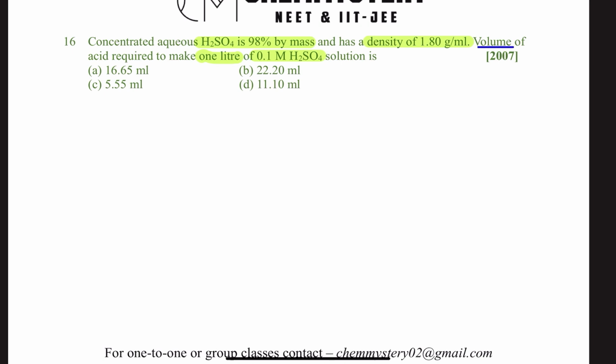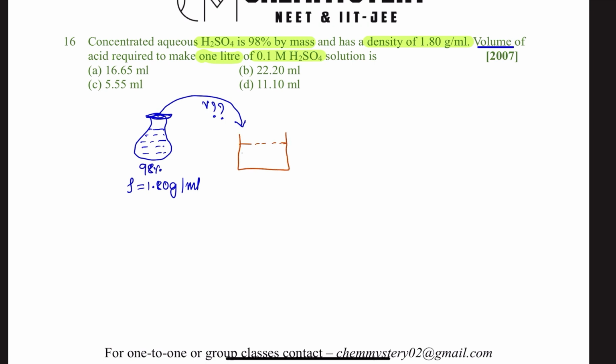So understand, this kind of question also we solved yesterday. There was a stock solution. Now this stock solution is 98% H2SO4 by mass, and the stock solution's density is also given to us. How much? 1.80 gram per ml. From this stock solution, how much volume should I take out in order to make an H2SO4 solution whose volume is 1 liter, and whose strength is 0.1 molar?